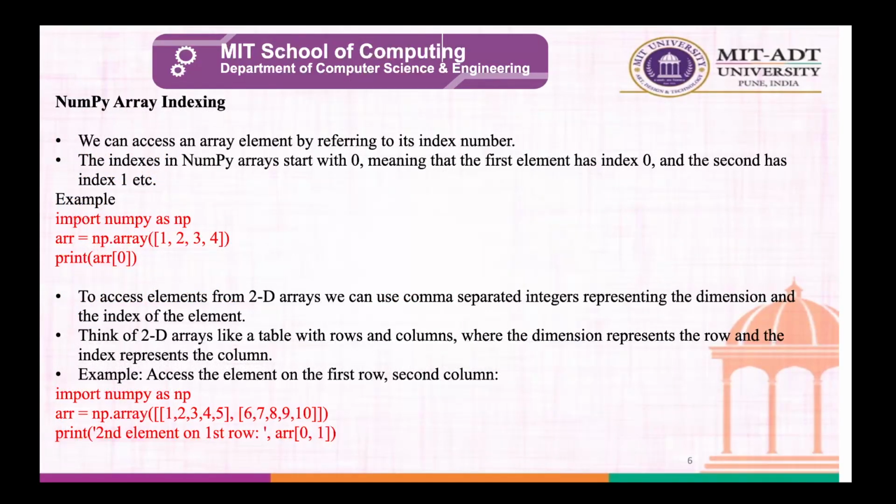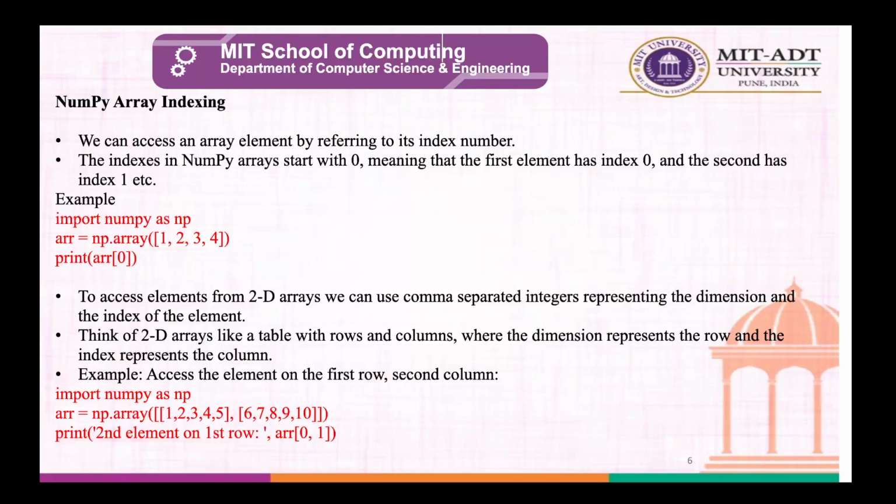Then next is indexing. As we know, a list also has indexing. Similarly, in an array, indexing is used to access a specific element from the array. Indexing in NumPy also starts with 0. It means the first element will be present at index 0, the second element at index 1, and so on. As an example, we have a one-dimensional array 1 2 3 4, and if we try to display arr[0], the 0th index element will be displayed, which is 1. In this way we can access a single element from an array.